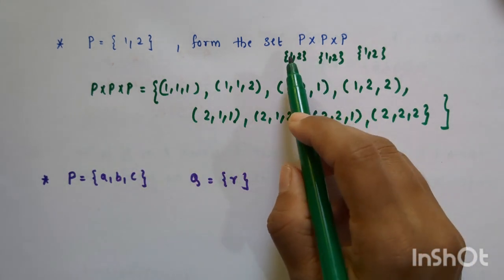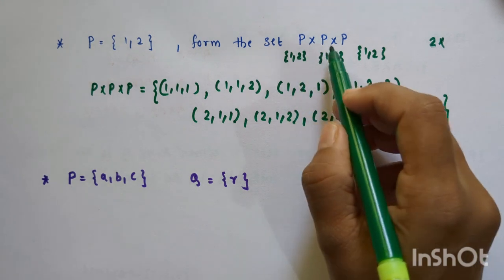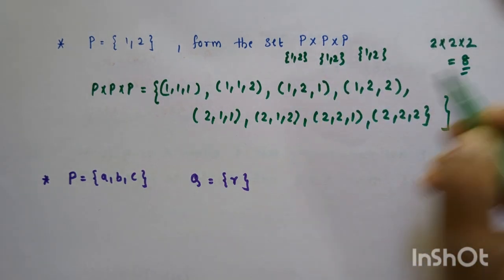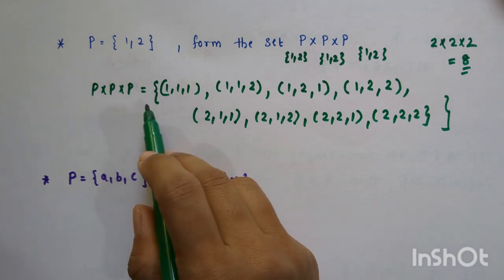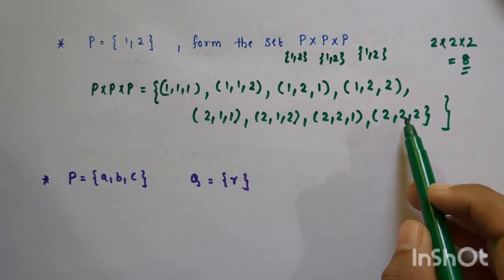Alright, in set P you have 2 elements, but you are taking P cross P cross P, so 2 into 2 into 2, which is equal to 8. So how many elements are there in P cross P cross P? 1, 2, 3, 4, 5, 6, 7, 8.